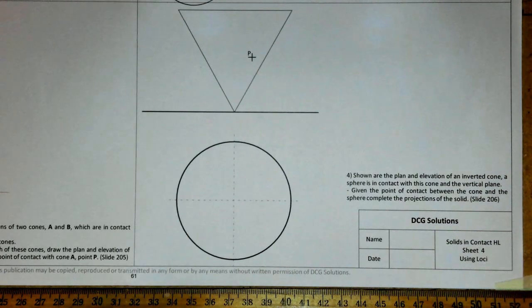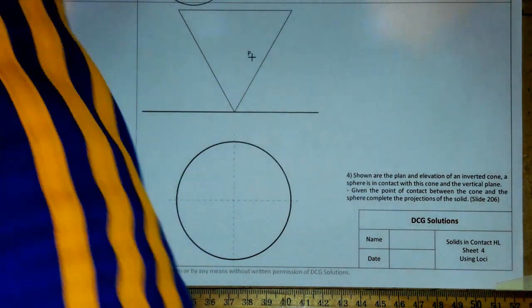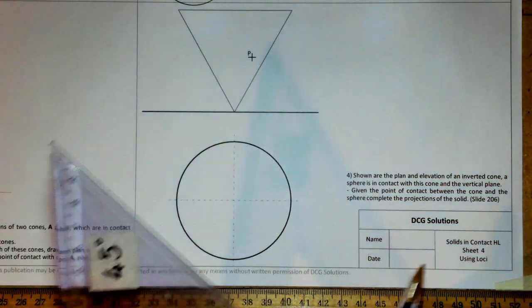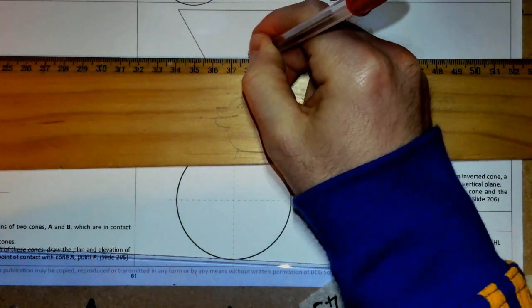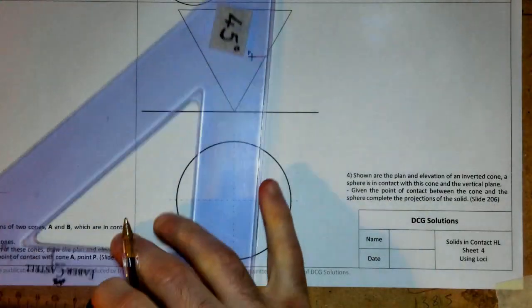Okay, it's a little bit tricky one here, I'm guessing. Given the point of contact between the cone and the sphere, complete the projections of the solid. So on this one, guys, before I even get on explaining, we're going to locate the point of contact in our plan view. So a horizontal cut across it, going to get the point out when it's on the extreme generator.